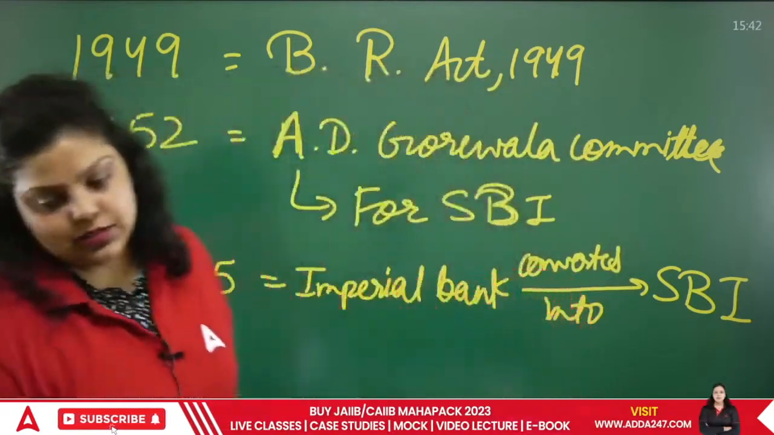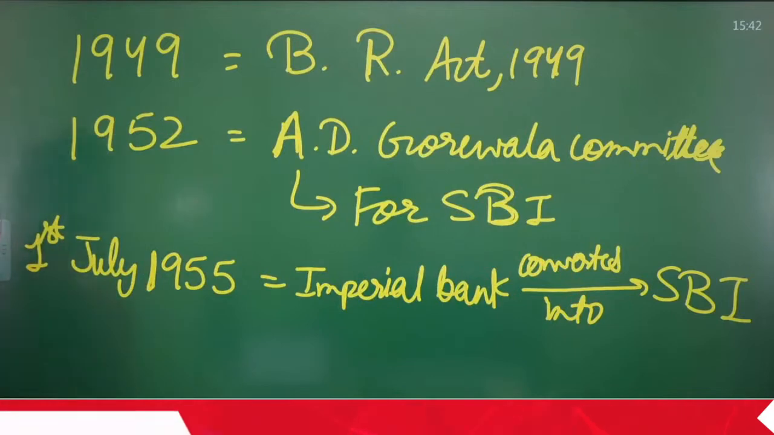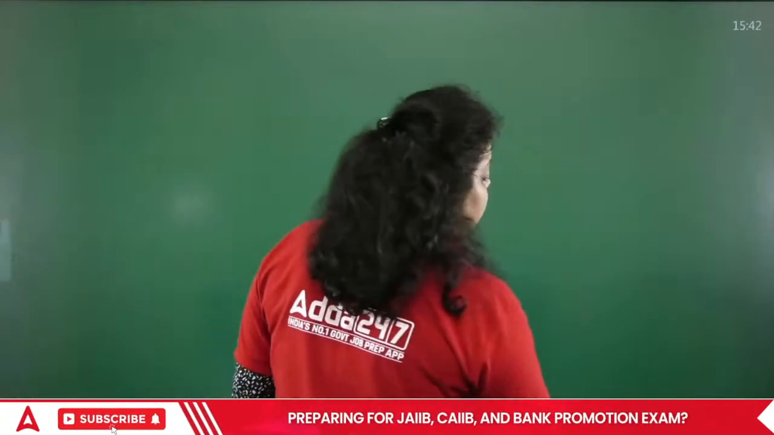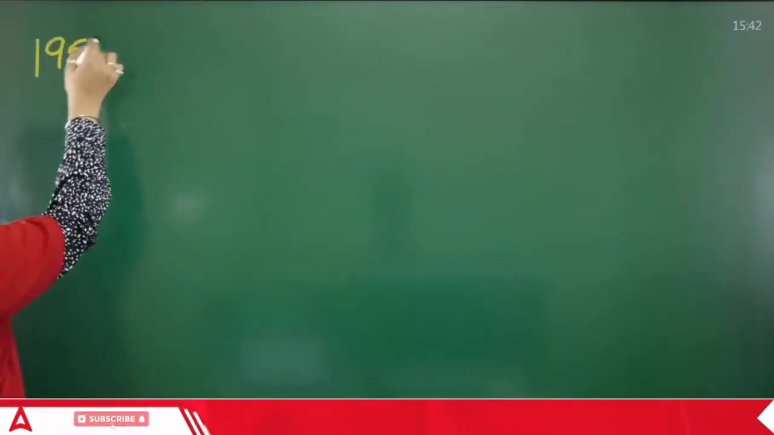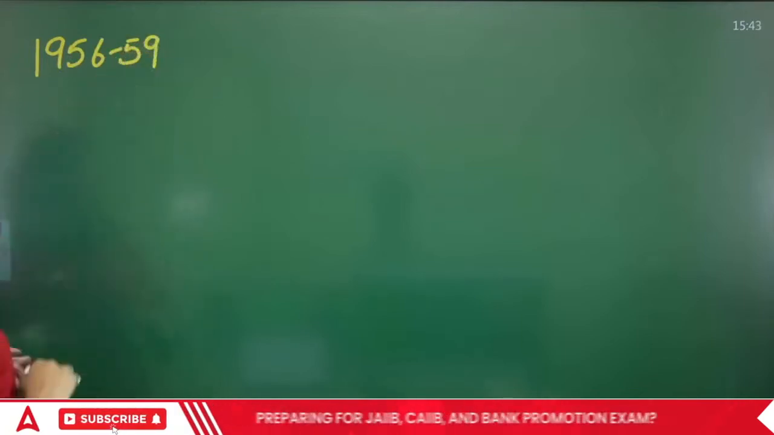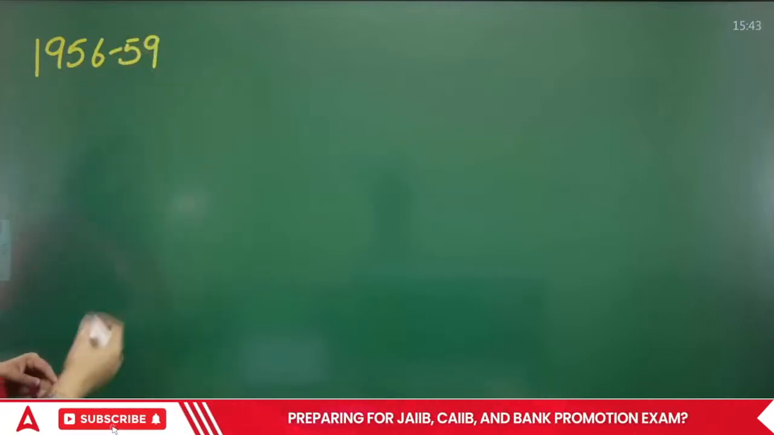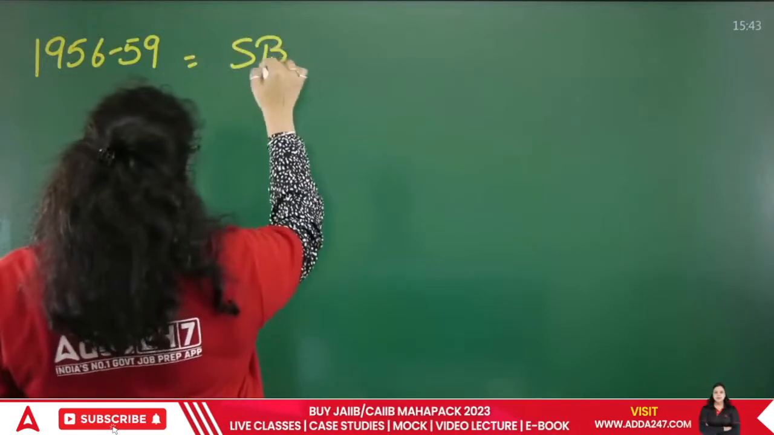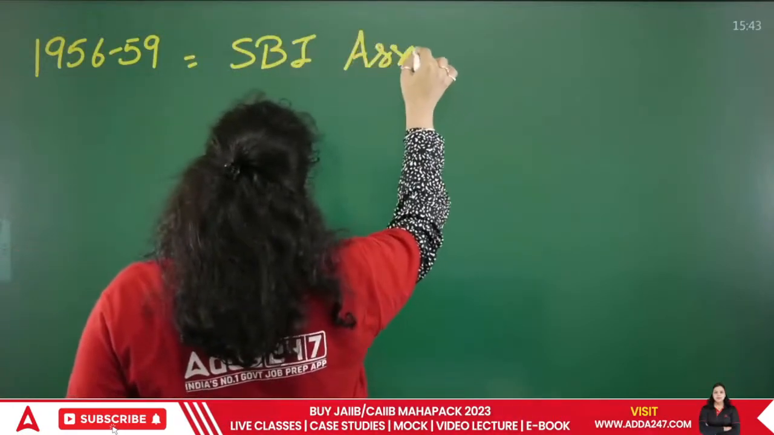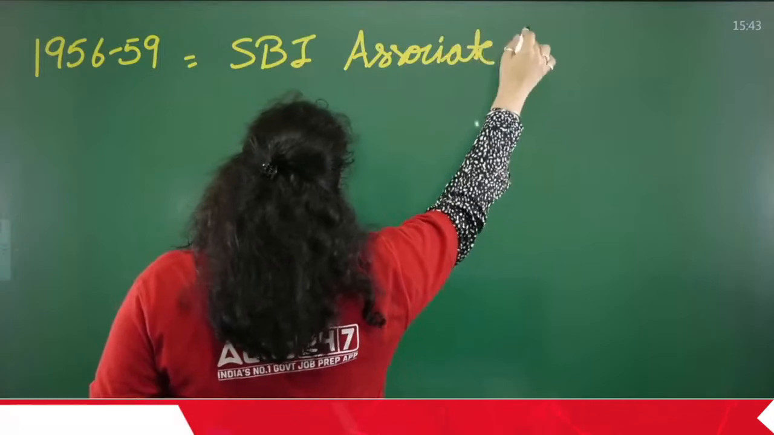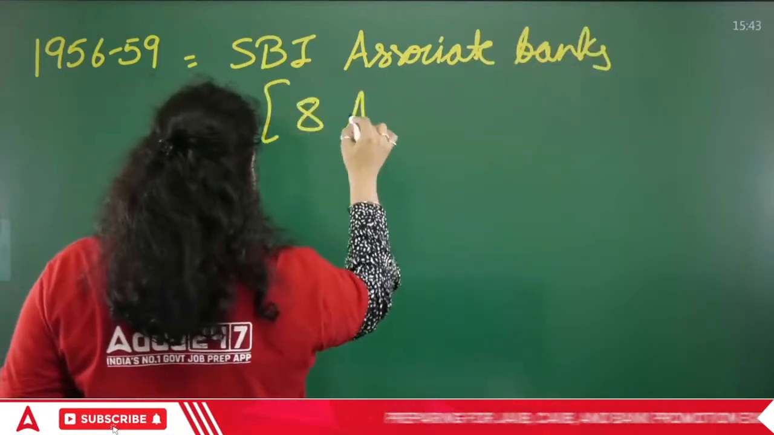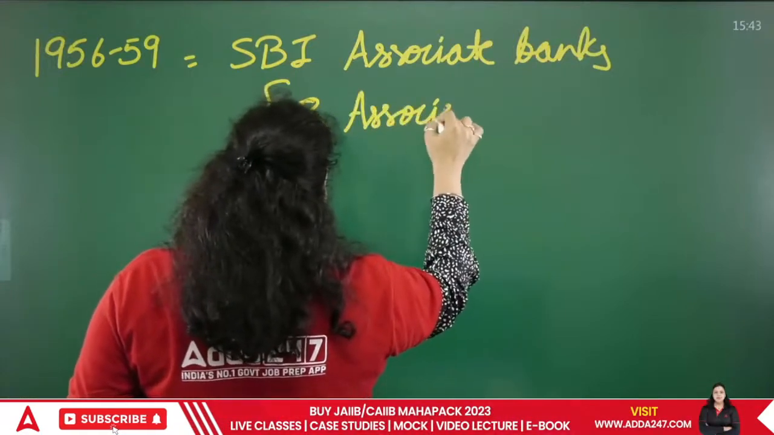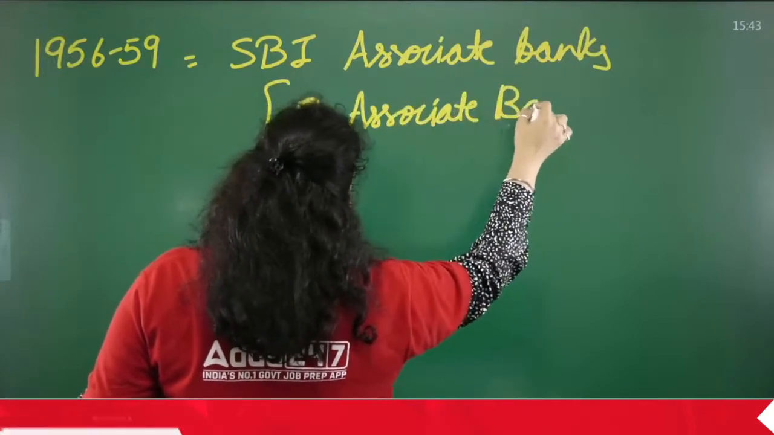Okay, next. So this is 1st July 1955. After this, SBI associates were created. Associate banks means the helping banks of the SBI. So from 1956 to 59, associates of SBI were established. SBI associate banks were established, and there used to be a total of 8 associate banks.